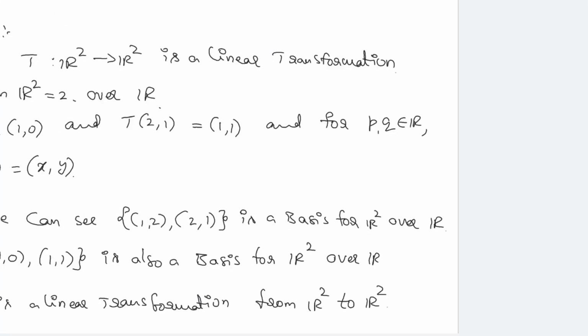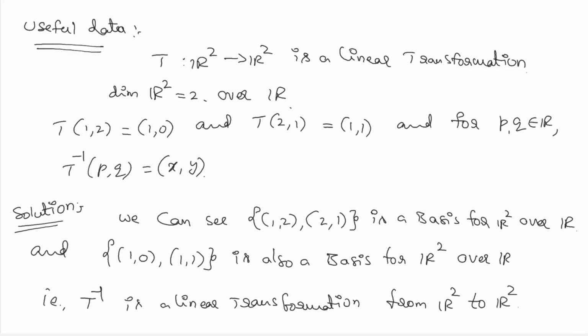So from these two conditions, we can see that since we have T of 1 comma 2 equal to 1 comma 0, from this we can say T inverse of 1 comma 0 equals 1 comma 2, and T inverse of 1 comma 1 equals 2 comma 1. This is just from the given data only.